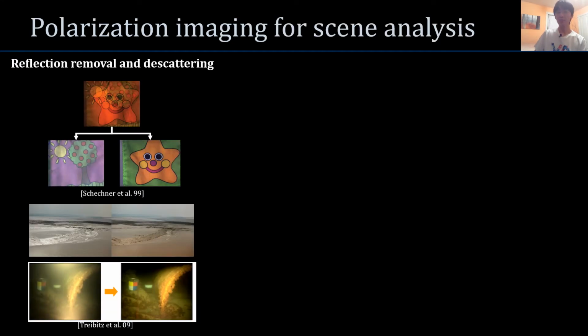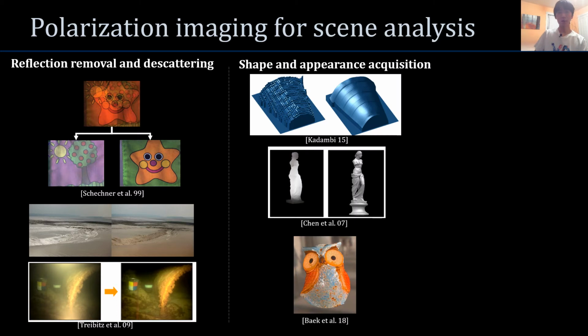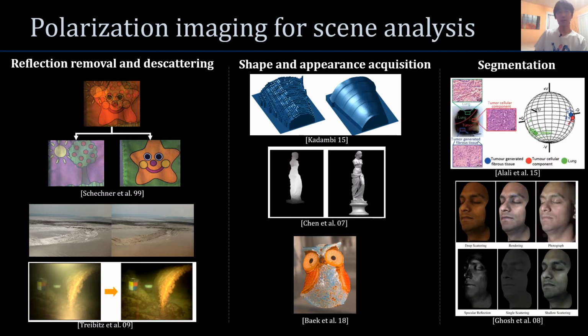So, why do we capture polarization? Because it enables in-depth scene analysis. Examples are reflection removal, descattering, shape and appearance imaging for challenging objects, and segmentation and detection, such as cancer cells. All applications rely on how polarization state of light changes after reflection on object surfaces.